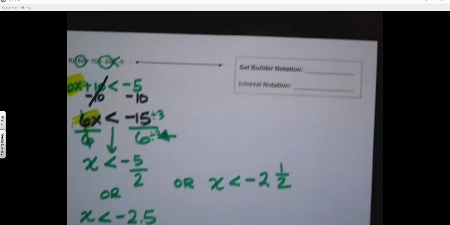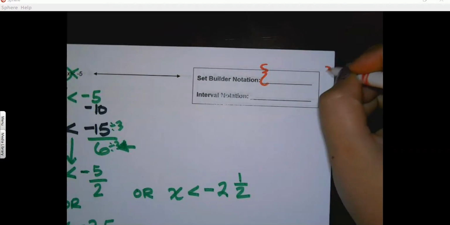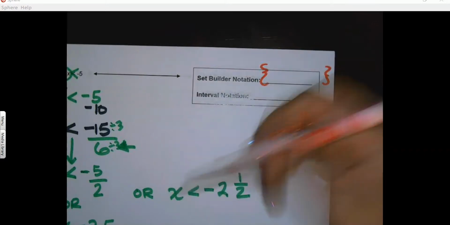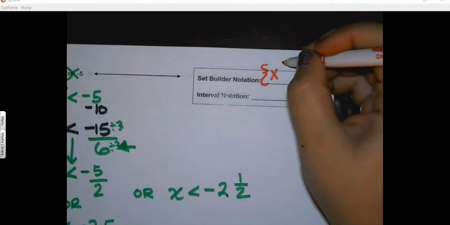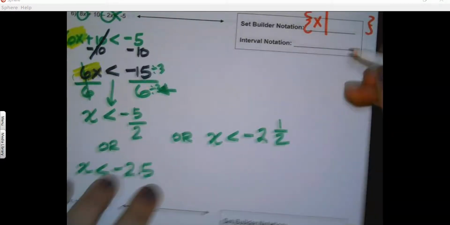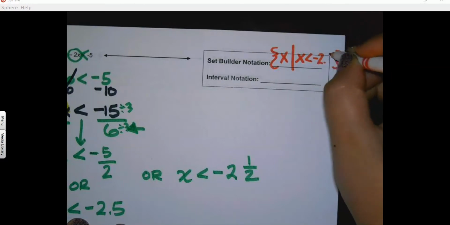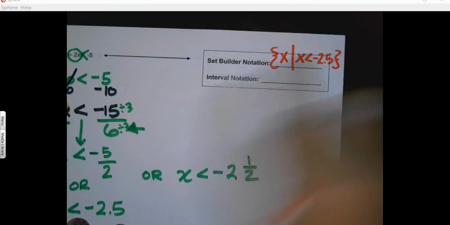So now set builder. Set builder is where you put these little brackets, and then the variable is x, so you put x, and then you put a vertical line, that means such that, and then pick whichever one you want. I'm going to go with the decimal. I'm going to go ahead and put this one here. But you could put this one here or this one. It's up to you.